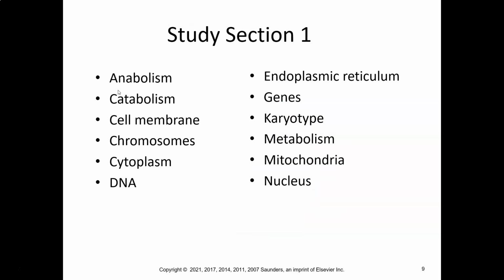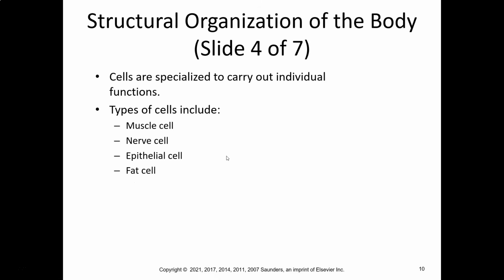Study section 1, we're going to talk about anabolism, catabolism, cell membrane, chromosomes, cytoplasm, DNA, endoplasmic reticulum, genes, karyotype, metabolism, mitochondria, and the nucleus. Make sure you know what all those mean.